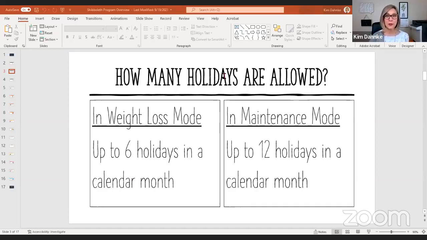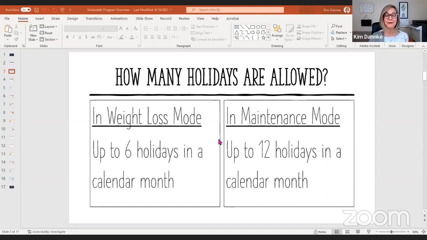So in weight loss mode, which is what I'm going to talk about in the fast track program, you can have up to 6 holidays in a calendar month. And that could mean that you didn't hit drinking your water or journaling or things like that. I'll go over those right now, but we want to make sure that we hit all of the components of the shield to have that perfect day. Otherwise, we call it a holiday.